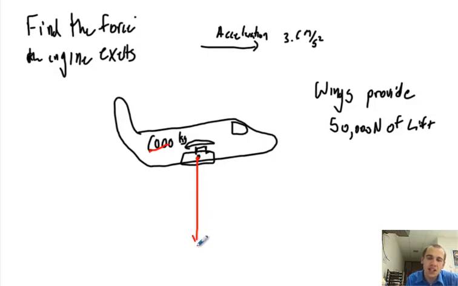So let's label the forces that act on it. Force due to gravity pulls down. Over here it says the wings provide 50,000 newtons of lift. That means the wings themselves are actually helping to keep the plane up. The engines don't have to do it, so this is 50,000 newtons.